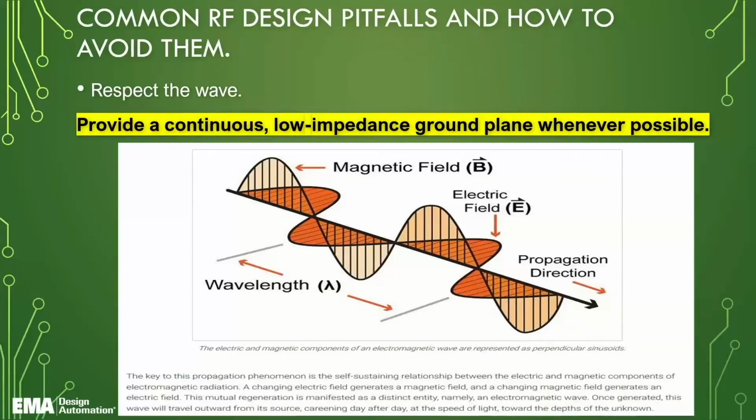So we need to respect the wave. A wave is the distance between two successive crests or troughs of the wave. The wave is the distance from one crest to another, or from one trough to another. It can be on an electromagnetic wave, it can be on a sound wave or any other wave.